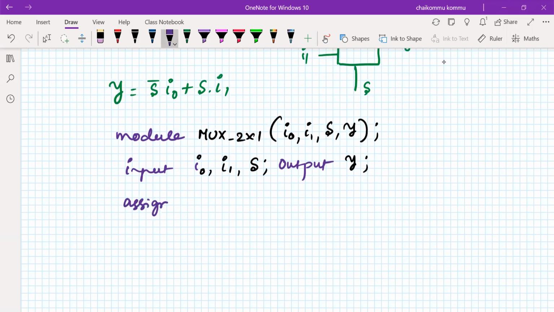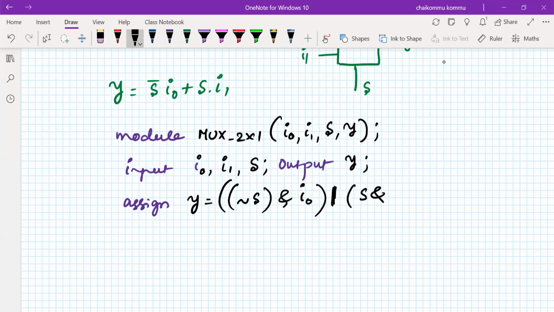Simply assign Y equal to the not of S ended with I0. Okay, it's not square brackets, it's open brackets. Please remember, square brackets have some kind of meaning: that is a vector notation only we have to use. It is not for this one. So this is ORed with S ended with I1.